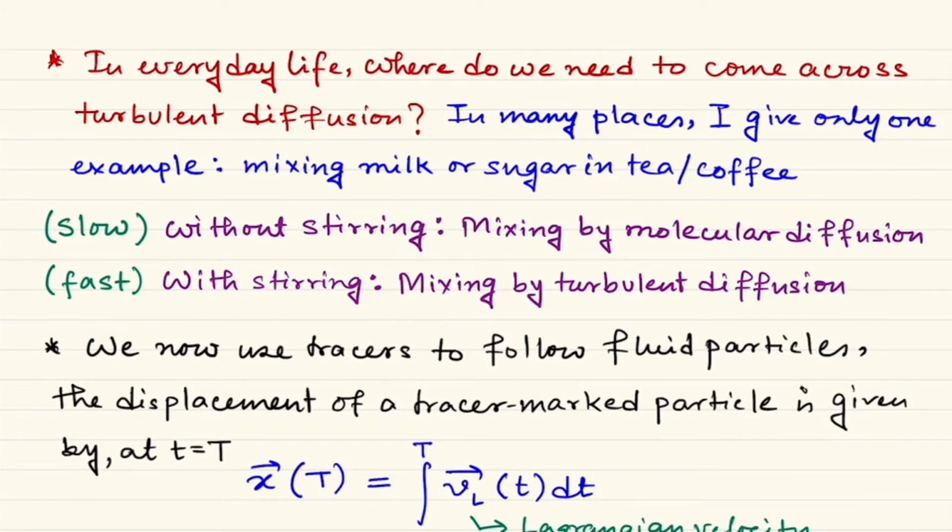Now as I just said, in everyday life we need this turbulent diffusion for the mixing of milk and sugar in tea or coffee. Without stirring the process is very slow, so mixing by molecular diffusion may take hours or days. But would you wait for that? Of course not. You need some fast process so that you can have your tea or coffee sweet or totally mixed with milk in some seconds. Then you stir the system, and it is mixing by turbulent diffusion. So we understand phenomenologically what turbulent diffusion is.